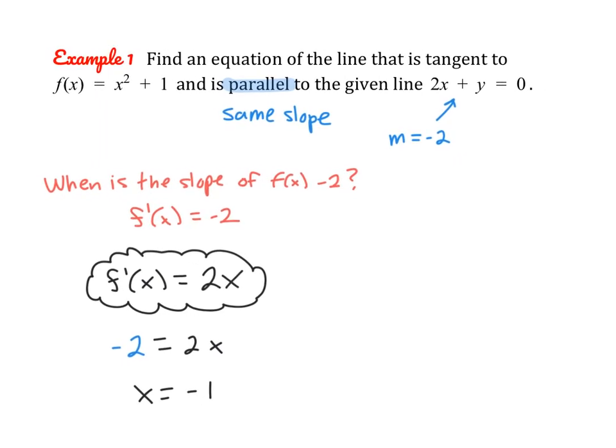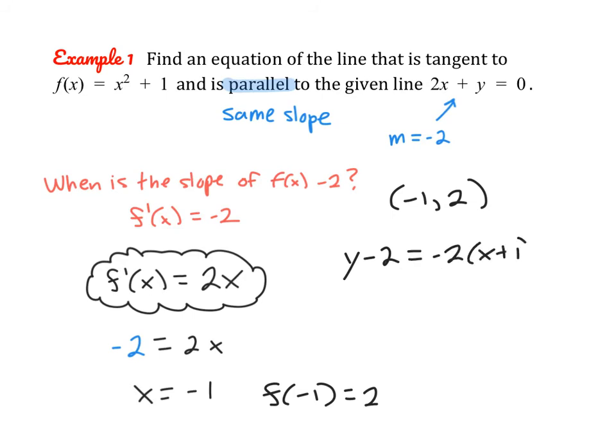But if we want to make the equation of a line, I'm going to need to know the full coordinate. This is just the x value. So I need to find f of -1. So I'm going to go back to my original function, because remember, I'm finding the point on this function where my slope is -2. So f of -1 is 2. So when is the slope of f of x -2? At the coordinate -1, 2. So now I have a point, I have my slope, I can use point slope formula, y minus y1 equals m times x minus x1. And if I put it into slope intercept form, it's just y equals -2x. And there you have it.